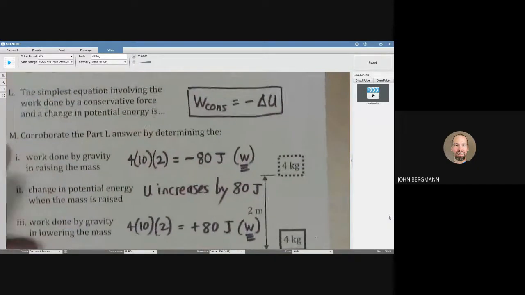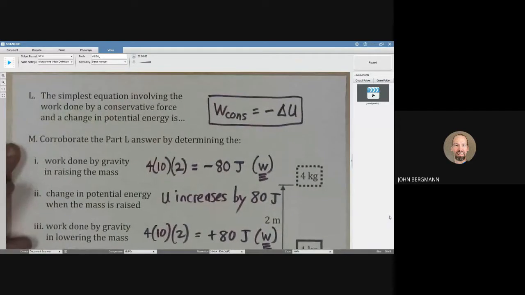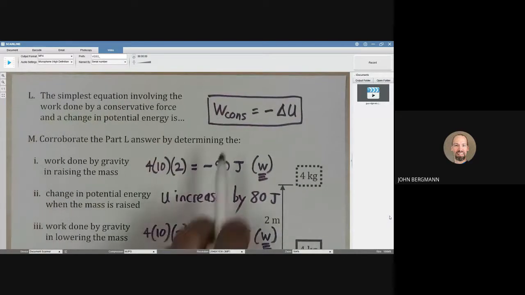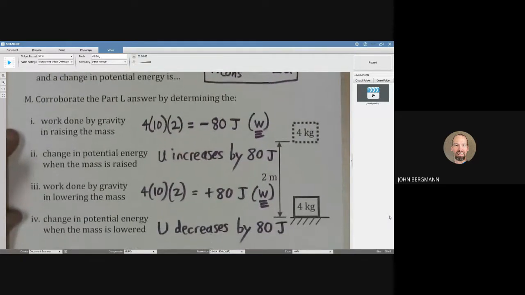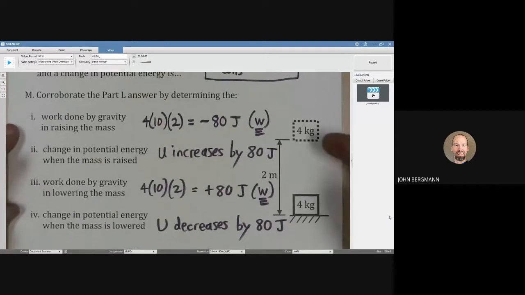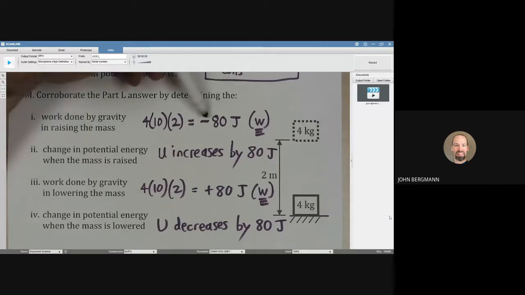All right, last idea for this video. The work done by a conservative force is equal to the change in potential energy. If we look at this picture here, we have a 4 kilogram mass, and it's on the floor or it's 2 meters up. If we raise this up, gravity does negative work. In this case, figure out the numbers, negative 80 joules.